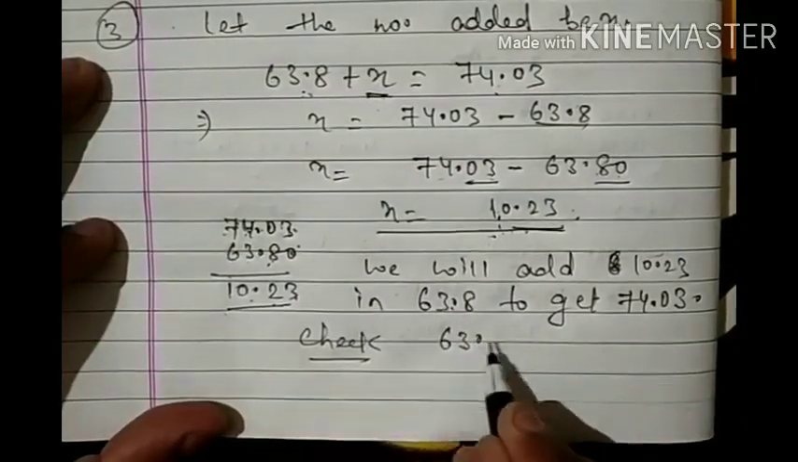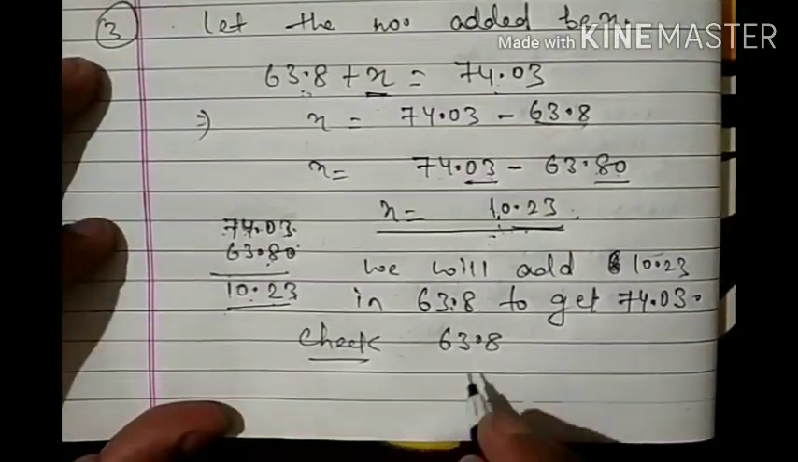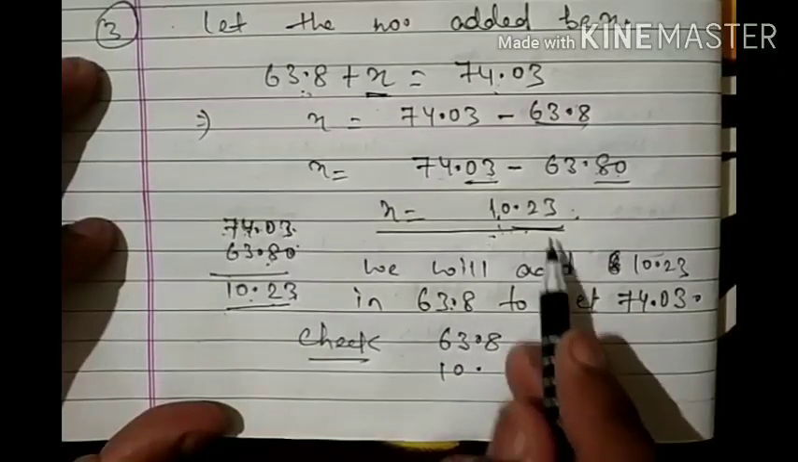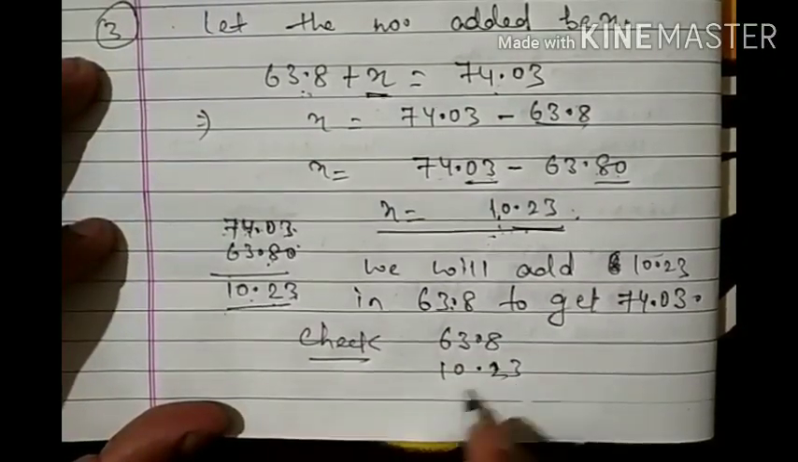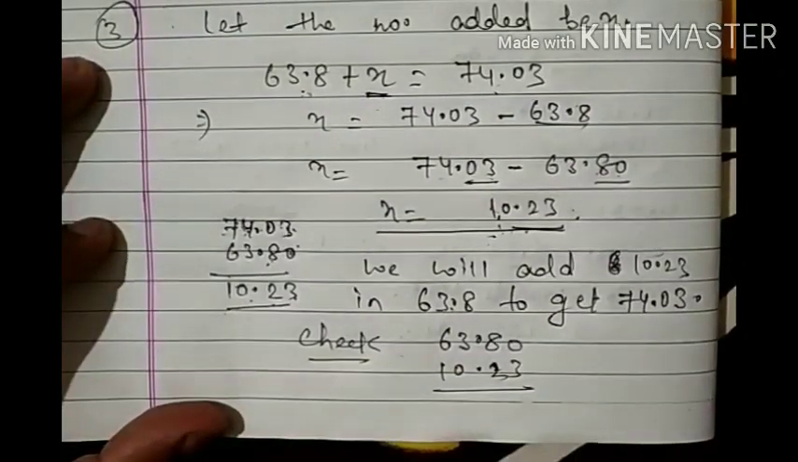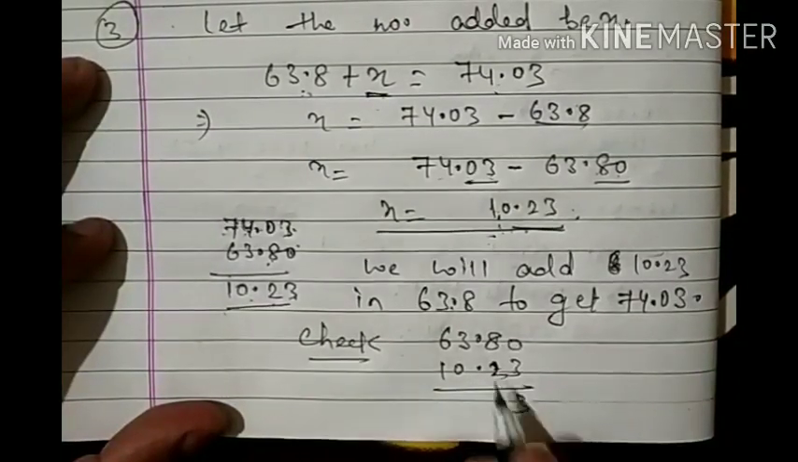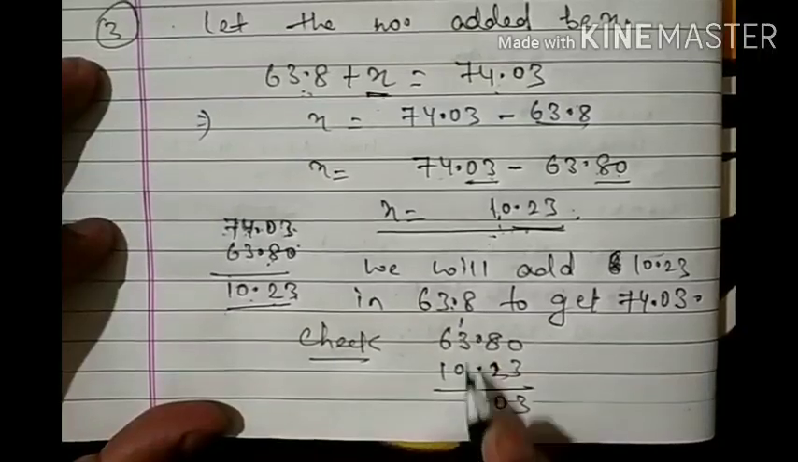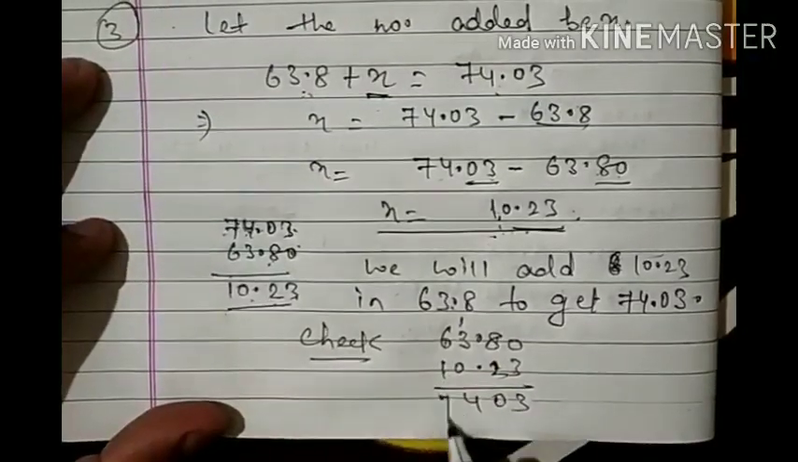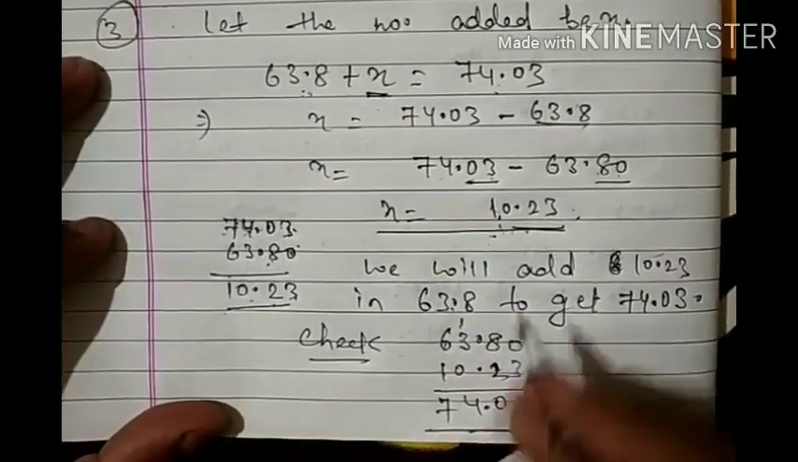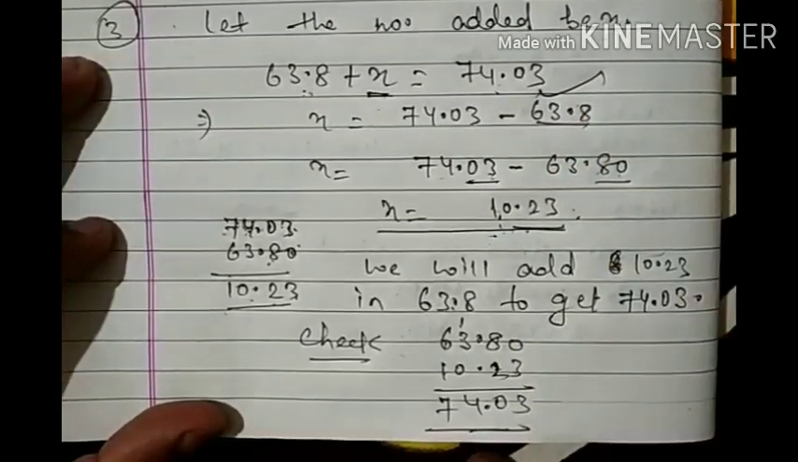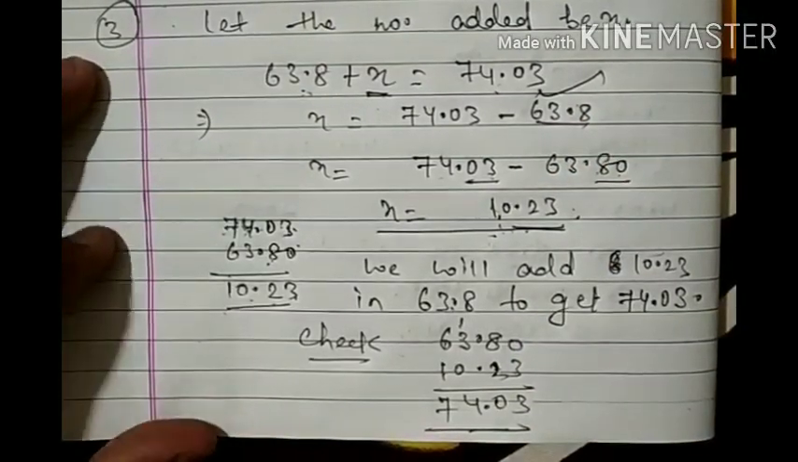63.8 plus 10.23. We will add 0 over here to make it like decimal. 3 plus 0, 3. 8 plus 2, 10. 0, carry 1. 3 plus 1, 4. 6 plus 1, 7. 74.03. This was our 74.03. This was our required result.